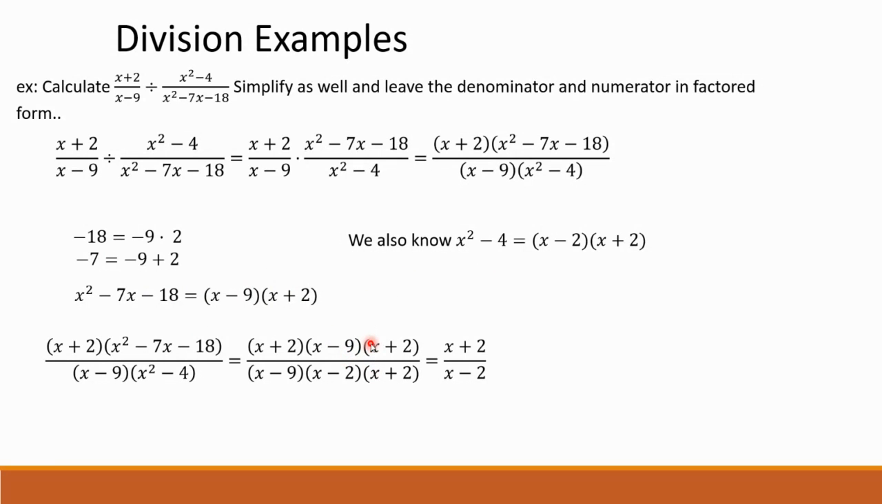Now there are some factors we can cancel. For instance, let me use the pen now. We have x minus 9, those are canceled. We have x plus 2, those are canceled. And it looks like that's it. You can't cancel x plus 2 and x minus 2. I know it's tempting to do that, but you can't do that. But this is what we get.